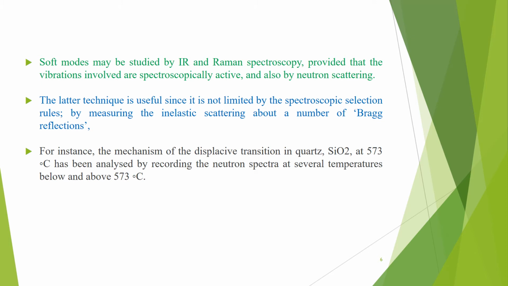For instance, the mechanism of the displacive transition in quartz, silicon dioxide, at a temperature of 573 degrees centigrade has been analyzed by recording the neutron spectra at several temperatures below and above 573 degrees centigrade temperature.